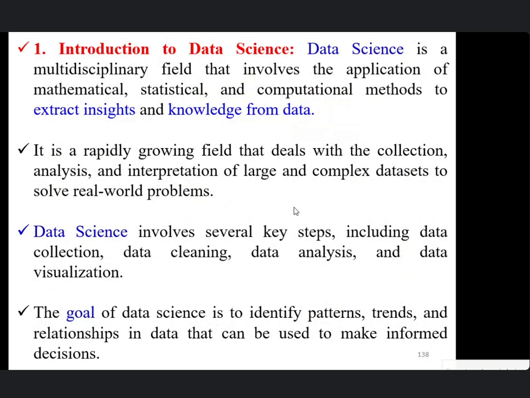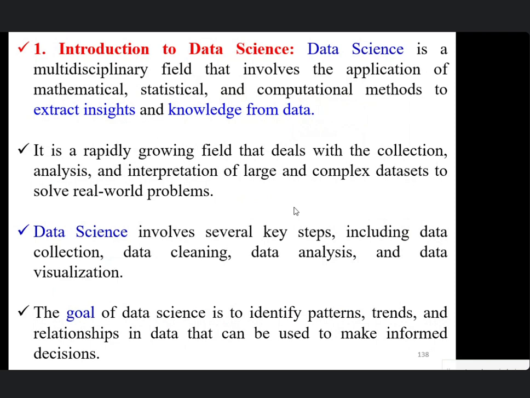Introduction to data science. We are moving to the first module. The definition, followed by the major key points: data science is a multidisciplinary field that involves the applications of mathematical, statistical, artificial, machine and deep learning, computational methods to extract meaningful, interesting patterns, insights and knowledge from the huge volume of data by applying statistical methods, artificial intelligence techniques, machine learning techniques, deep learning techniques, and also generative AI techniques.